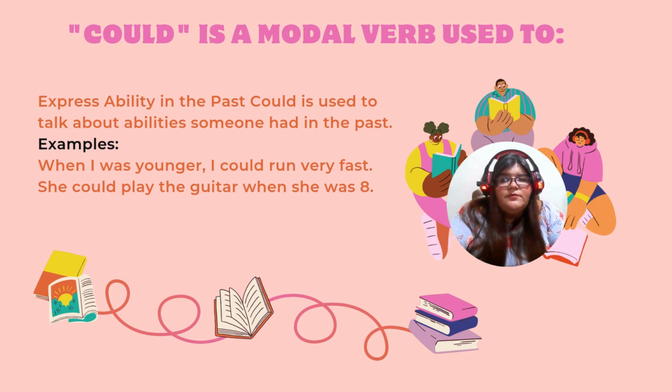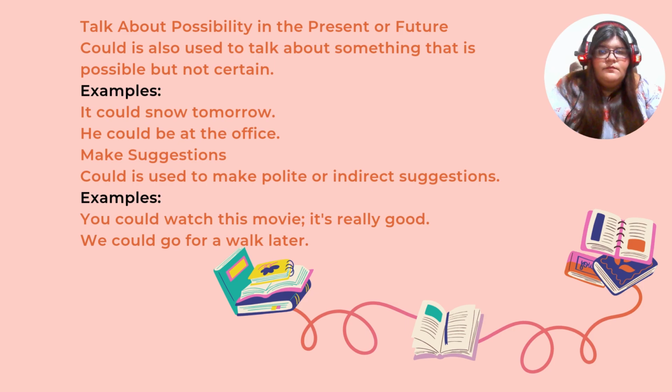If you see here, we will use the modal verb could especially in the past. So now let's see more uses of the modal verb could. Could talks about possibility in the present or future. Could is also used to talk about something that is possible but not certain. For example, it could snow tomorrow, he could be at the office.